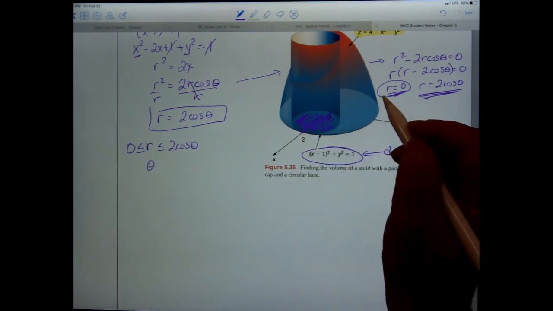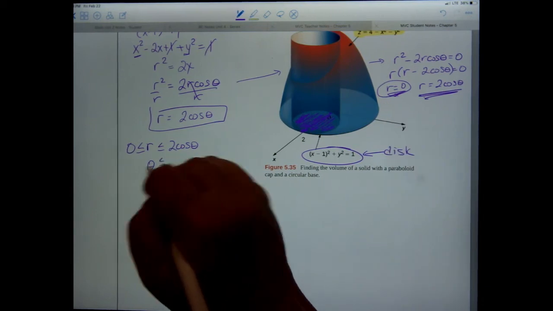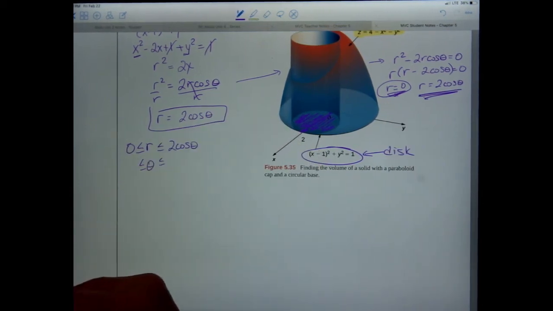So, given a situation where we cannot plug in r squared, how would we find the radius? The lower limit will always be 0, okay? Now, in order to create a full circle, what should my thetas go from? 0 to 2 pi.